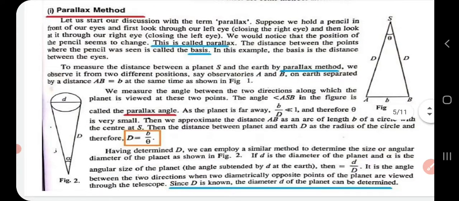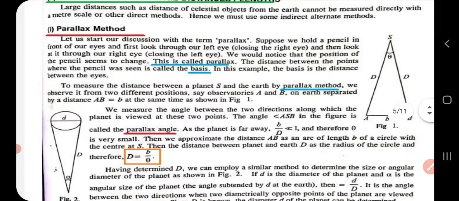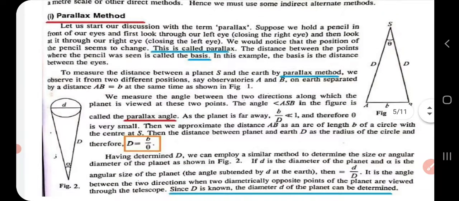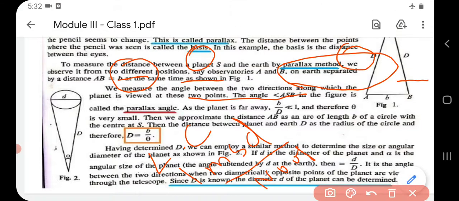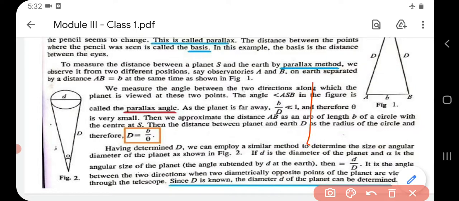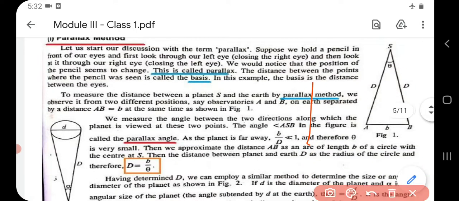Now here they have explained how you can find the distance between a planet S and Earth using the parallax method. See figure 1. Here you can see an S, and that S is the planet. A and B are the points of observation on the surface of Earth, and they are separated by a distance of small letter b. Capital letter D is the distance between the planet and the observation points on the surface of Earth, and theta is the angle ASB, and it is called the parallax angle.